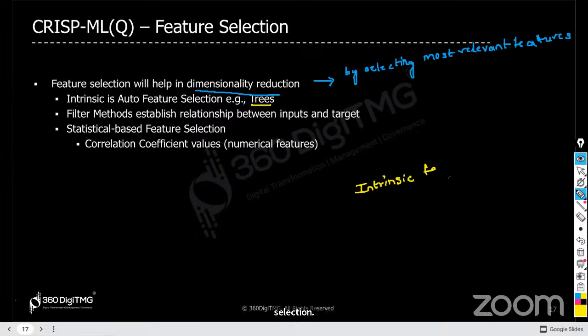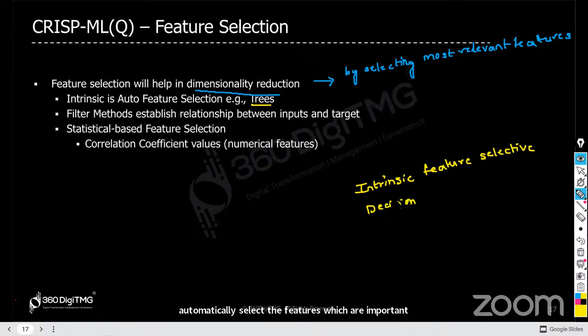Here we are not doing anything in this particular concept of feature selection. The machine learning algorithm called decision tree will automatically select the features which are important, based on the analysis done during model building. An example is decision trees. It will automatically select the features or the columns which are important during model building. That is called intrinsic feature selection.